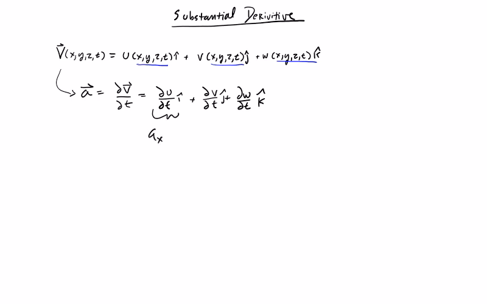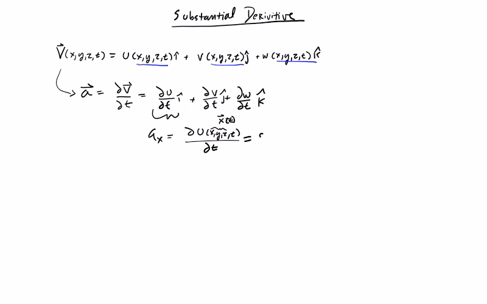Now, the problem is if we just think about this term, let's call this ax, the acceleration in the x direction, we have this derivative d u of x, y, z, and t, dt. The problem is that our positions can change with time, so we need to think about this in terms of a more complicated derivative, because we could be thinking about where we are as a function of time. So x, y, and z is really a position vector as a function of time.